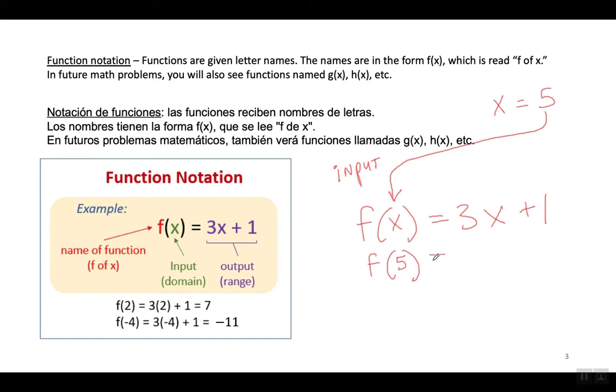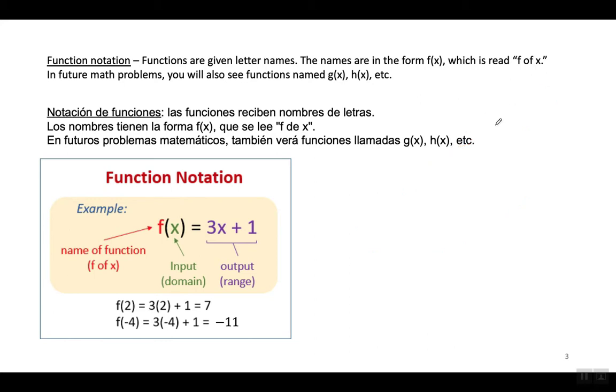F of 5 equals 3 times 5 plus 1. All I did is substitute the number 5 wherever the x is, because that is my input. So f of 5 equals 16. That means when x equals 5, your answer is going to be 16. That's all that means. I'm not doing anything complicated, so please don't pretend like this is complicated.